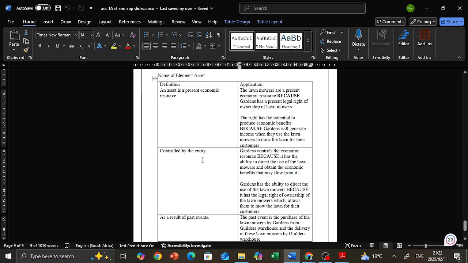Controlled by the entity. Gardens, the entity, the reporting entity, controls the economic resource because it has the ability to direct the use of the lawnmowers.